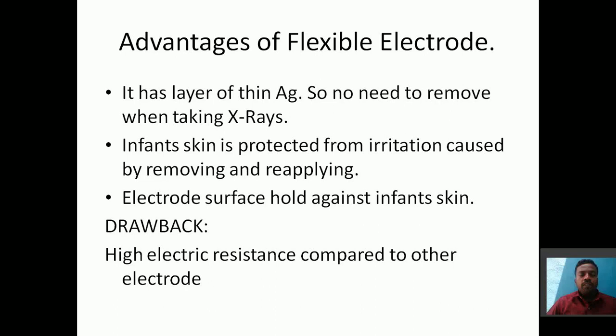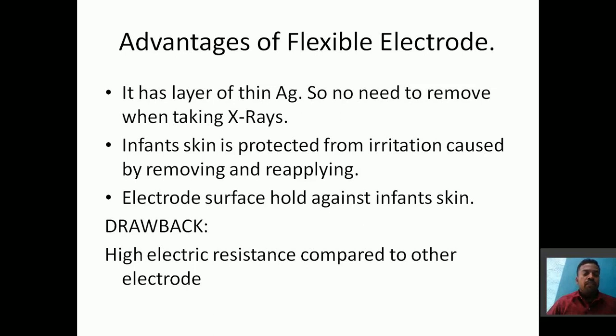This is a sticker-like electrode, so we can fix it in any location. If you remove the electrode, it won't give any irritation to babies. It is very easy to remove and easy to reapply again, because a very weak adhesive is used. So this won't give any irritation to the baby or patient.